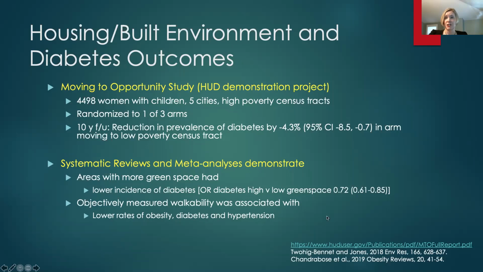And at the 10-year follow-up, there was a reduction in the prevalence of diabetes by about 4% in the group that received the vouchers to use in low poverty areas. Additionally, systematic reviews and meta-analyses of studies examining the association between built environment and diabetes demonstrate a 28% lower incidence of diabetes in areas that had high green space versus areas that had lower green space. And there were also lower rates of obesity, diabetes, and hypertension in areas with higher objectively measured walkability in these studies.